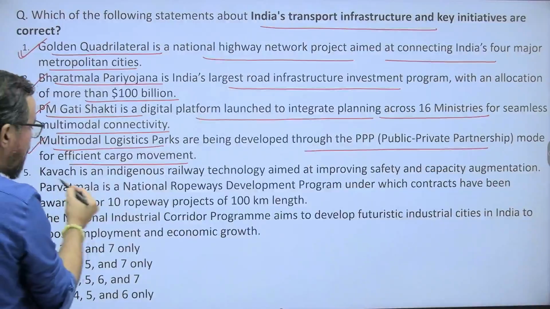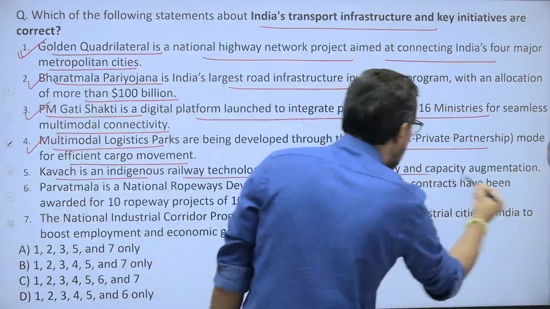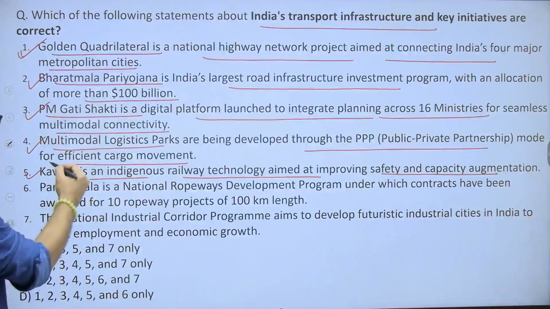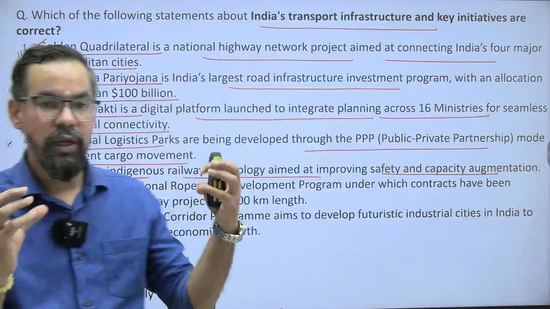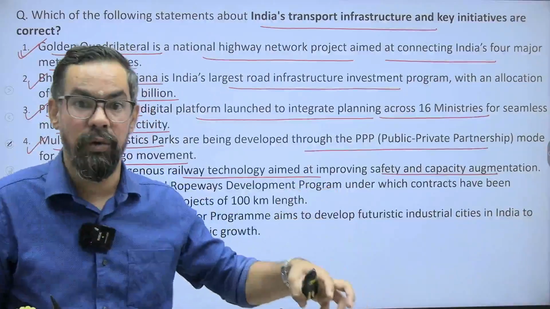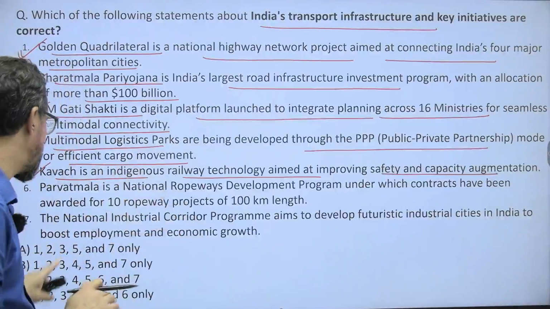True. Kavach is an indigenous railway technology aimed at improving safety and capacity augmentation. 100% true. It is a technology where, when 2 trains come on the same track, they will automatically be stopped. That is called Kavach. There is one technology which we use in the railway system, and this is true again.